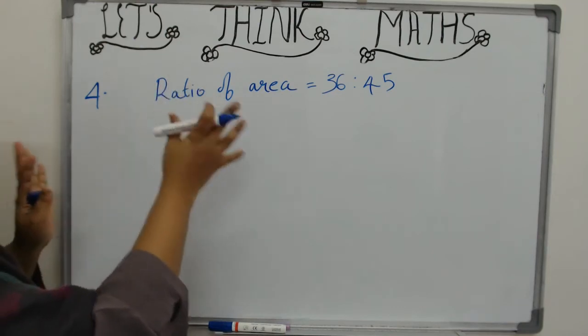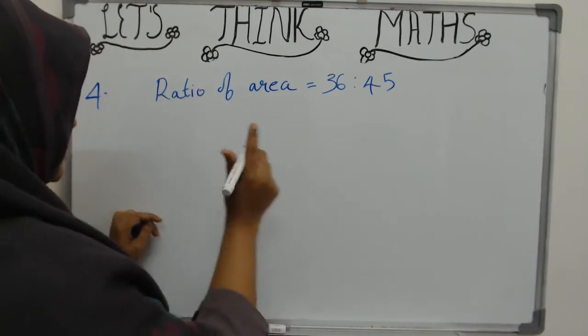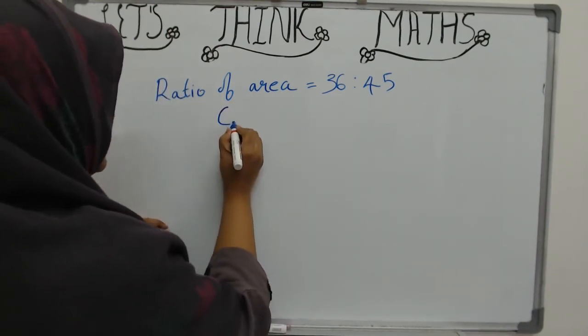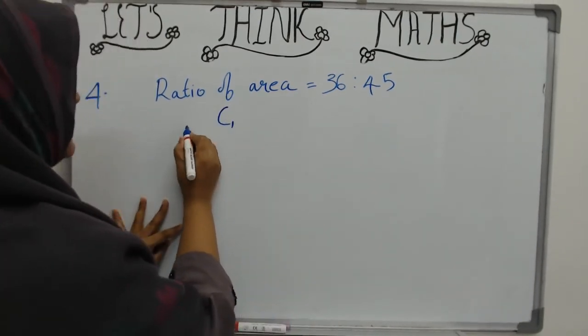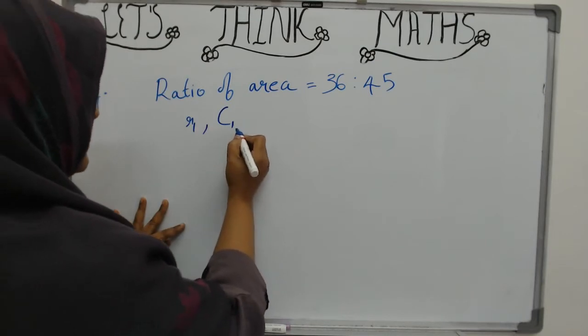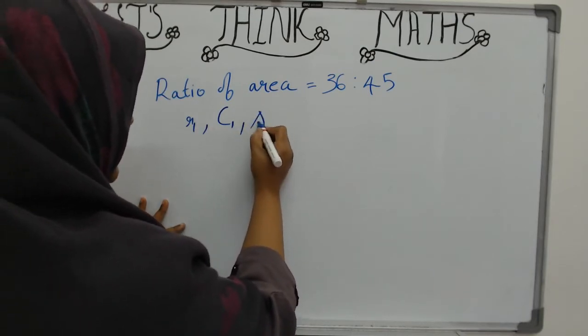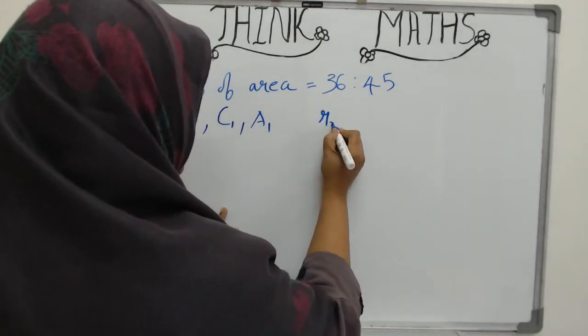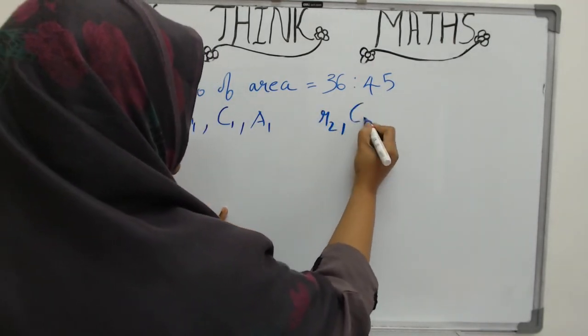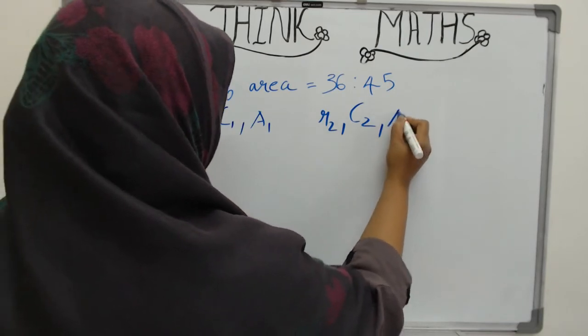Now again a similar question. You have two circles, right? So let all the terms we will express in R1 and R2. Let the radius be R1, circumference be C1 and area be A1 for the first circle. For the second circle, let radius be R2, circumference C2, area A2.